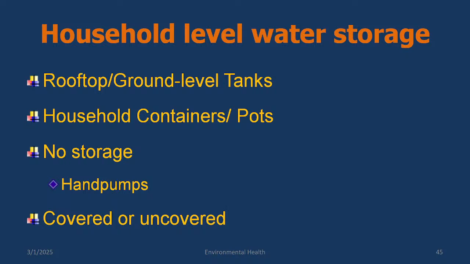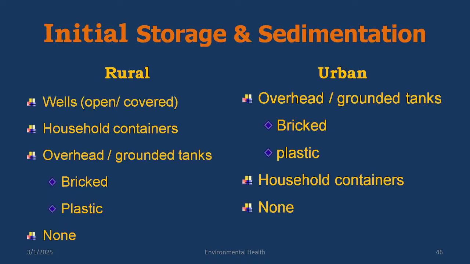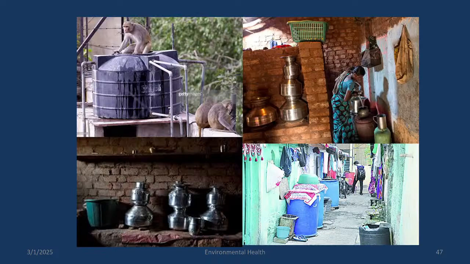And then sometimes it is stored in containers or pots. Hand pumps are pipes, but the water is not stored there. Storage can be covered or uncovered. So during initial storage in rural areas, it can also be done in wells, open or covered, household containers, these things, and urban, these ones. Some popular examples. This is a photograph which I took when I was in Delhi. We used to see it very frequently.